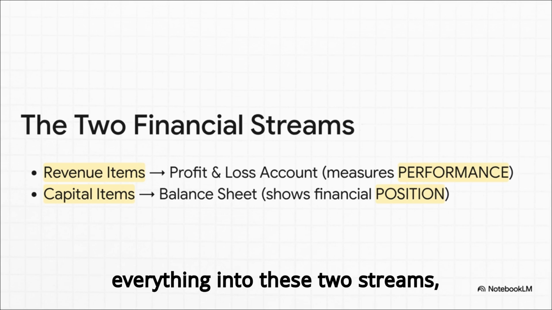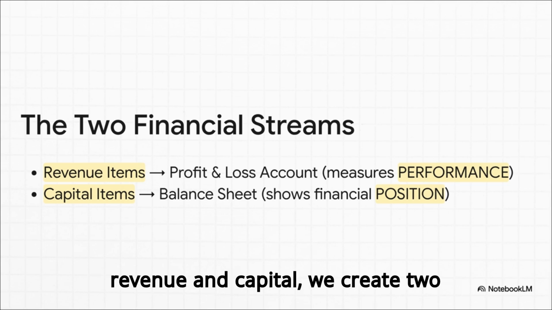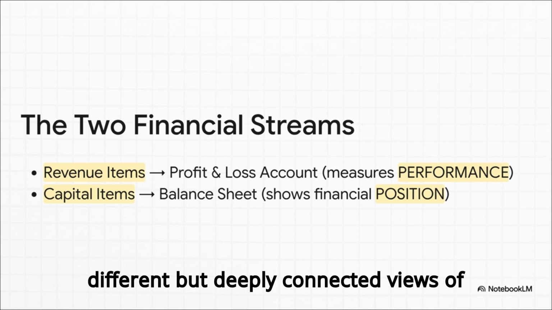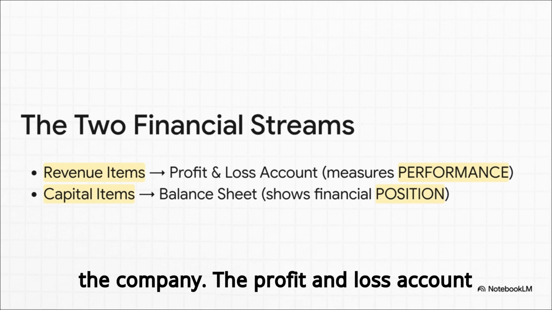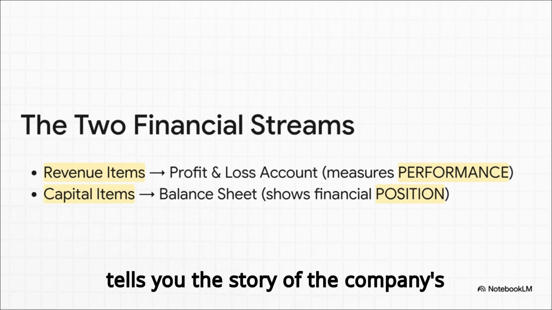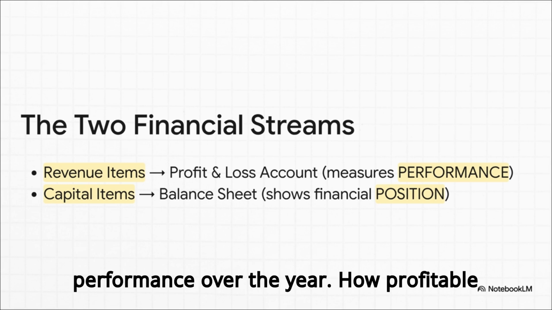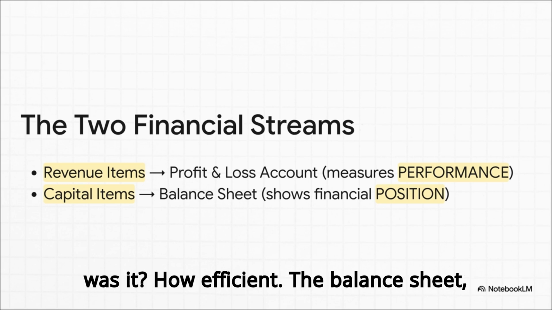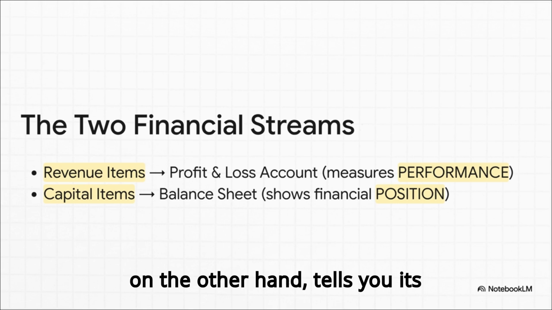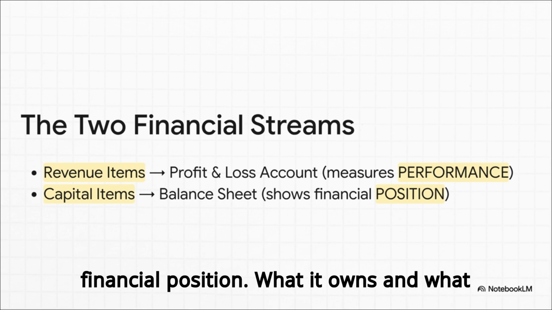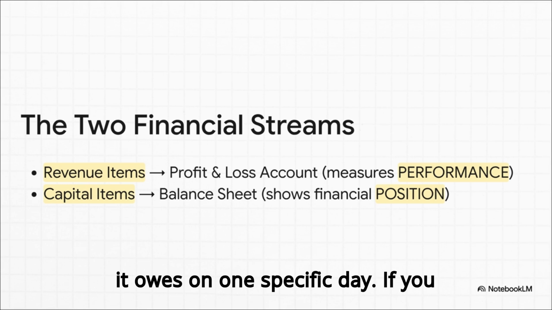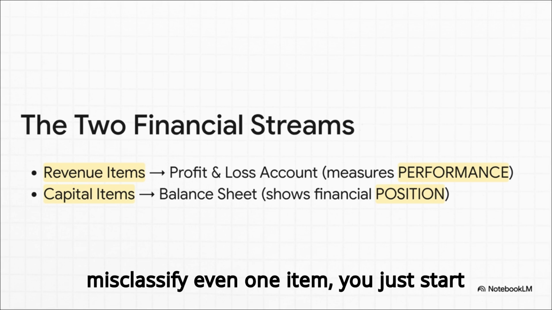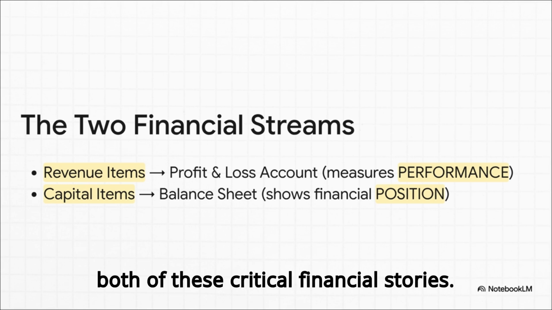By correctly sorting everything into these two streams, revenue and capital, we create two different but deeply connected views of the company. The profit and loss account tells you the story of the company's performance over the year. How profitable was it? How efficient? The balance sheet, on the other hand, tells you its financial position, what it owns and what it owes on one specific day. If you misclassify even one item, you distort both of these critical financial stories.